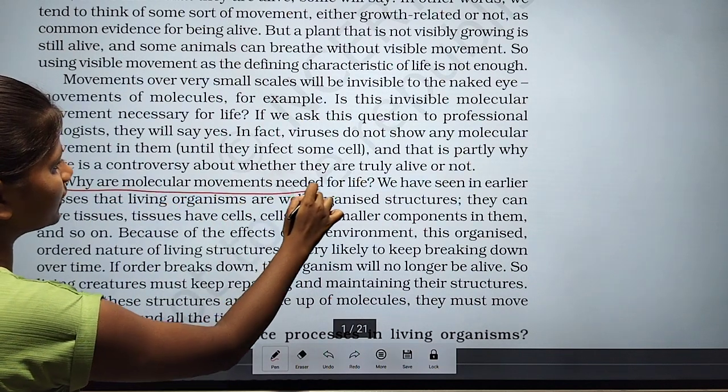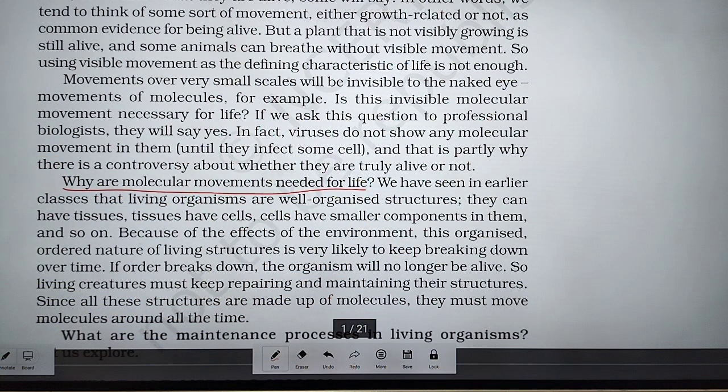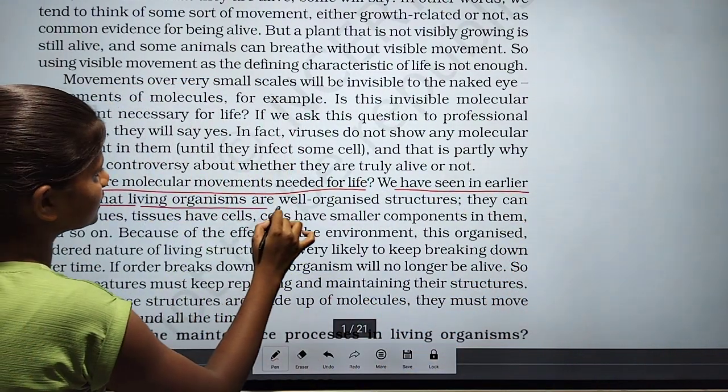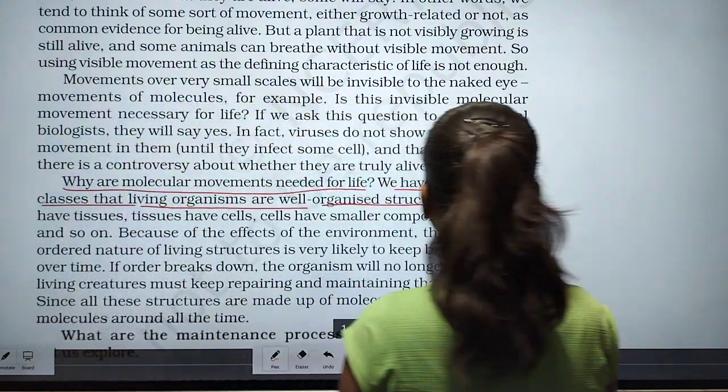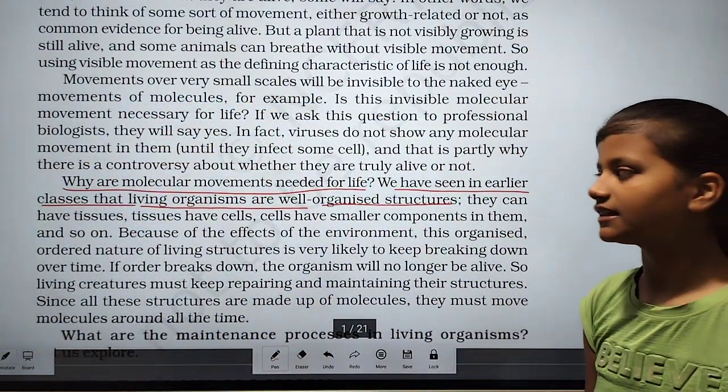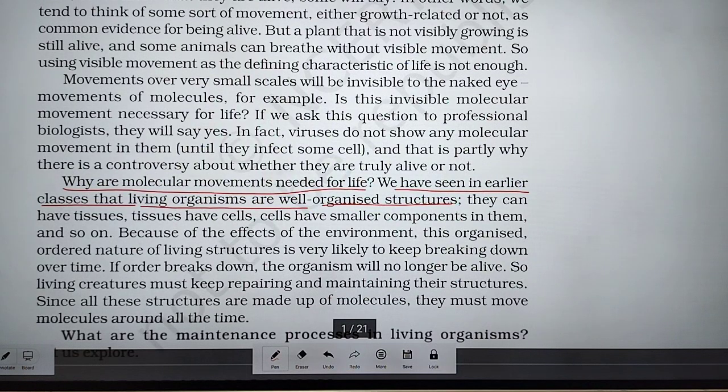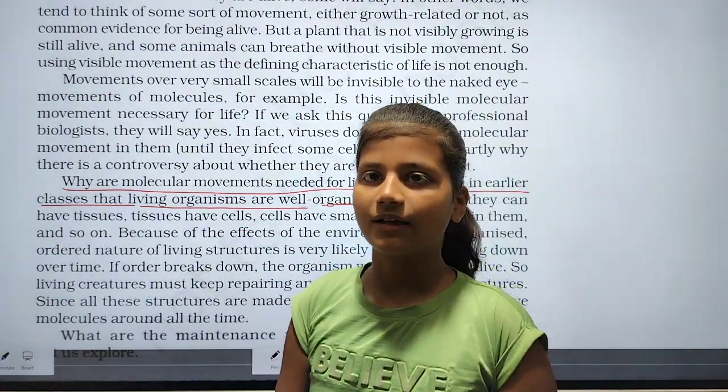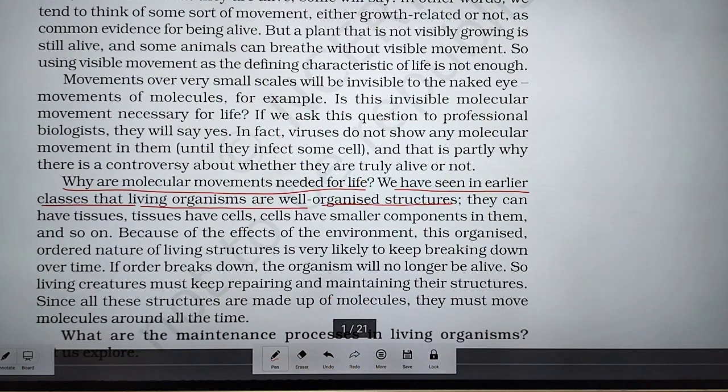Why is molecular movement needed for life? This one is also a question: why is molecular movement needed for life? We have seen in earlier classes that living organisms are well-organized structures. In earlier classes, we have seen that living organisms have a well-organized body structure.